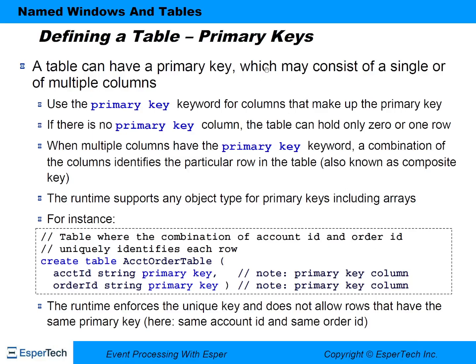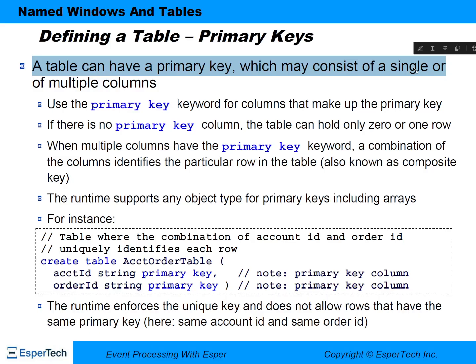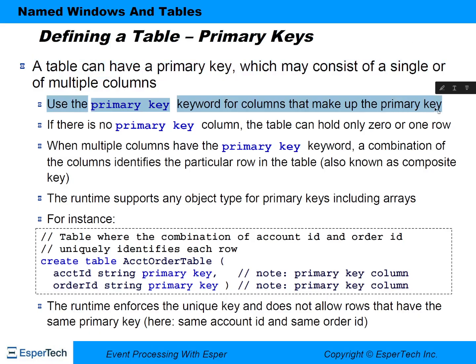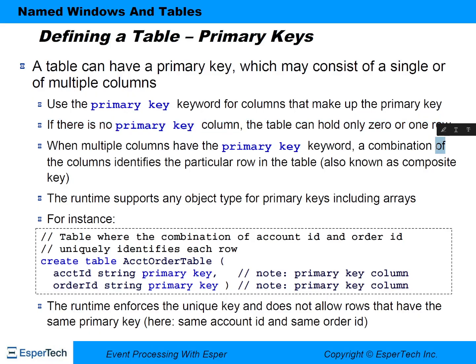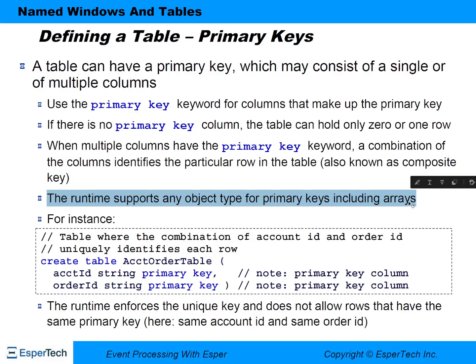Defining a table is the subject of this slide and the next slides. A table can have a primary key, which may consist of a single or of multiple columns. Use the primary key keyword for columns that make up the primary key. If there is no primary key column, the table can hold only 0 or 1 row. When multiple columns have the primary key keyword, a combination of more than one column identifies the particular row in the table, also known as composite key. The runtime supports any object type for primary keys including arrays.